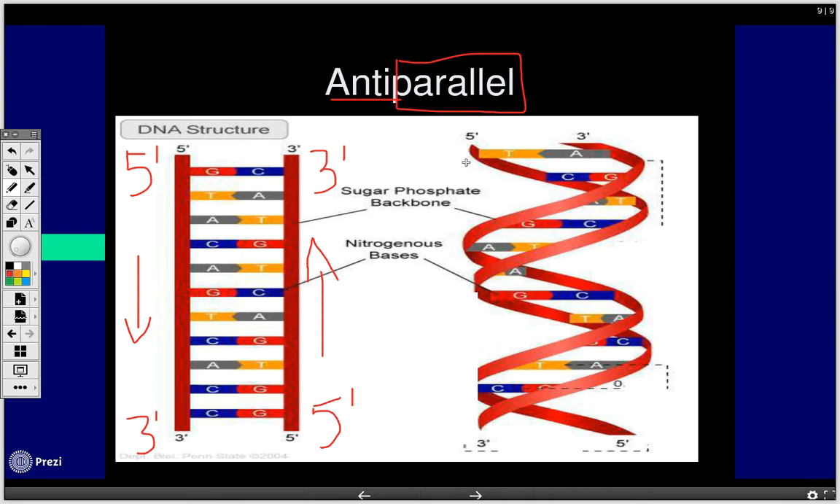That makes it anti-parallel. So if we follow this one over here, this 5 prime side, as we follow it all the way along, this one reaches all the way back over here to this 3 prime side. And then this 5 prime side here at the bottom runs all the way anti-parallel against the parallel to a 3 prime.